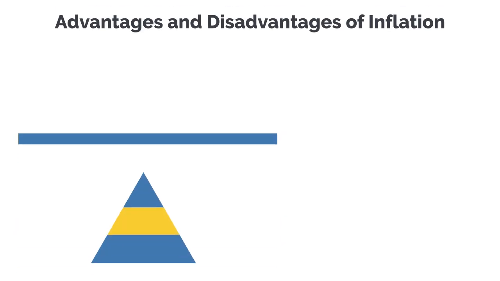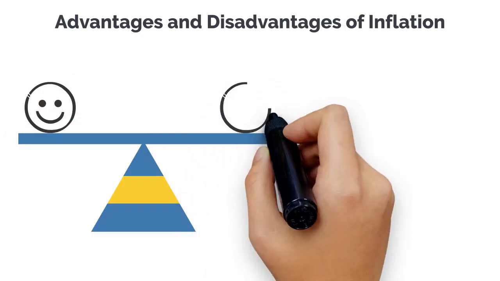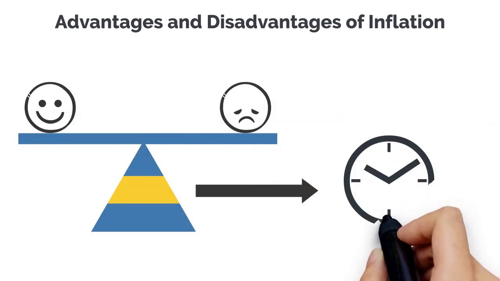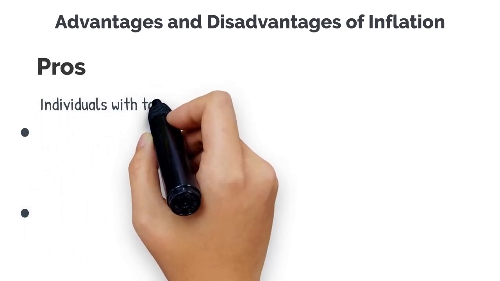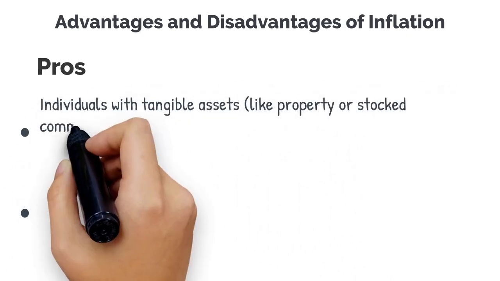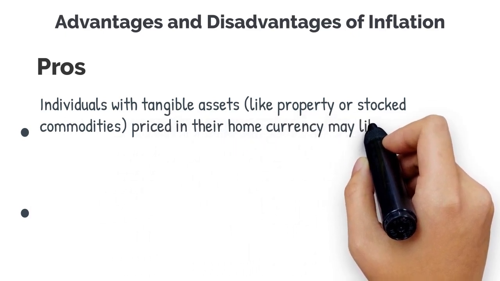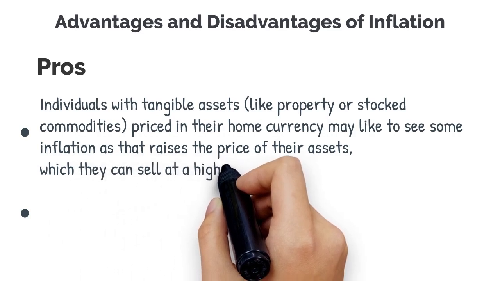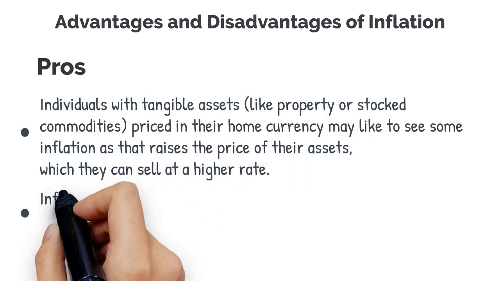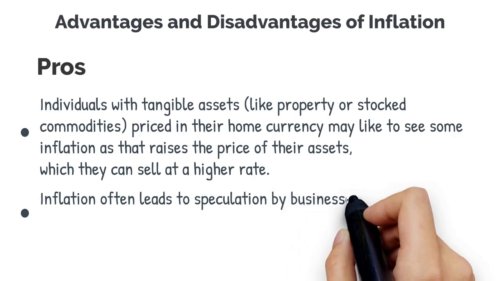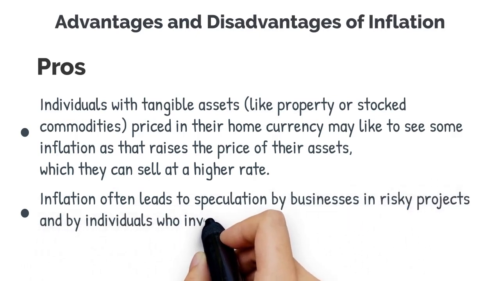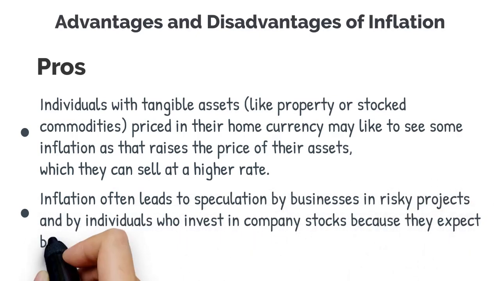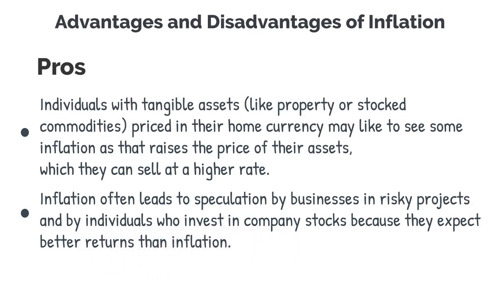Advantages and disadvantages of inflation. Inflation can be construed as either a good or bad thing depending on which side one takes and how rapidly the change occurs. Pros. Individuals with tangible assets, like property or stocked commodities, priced in their home currency may like to see some inflation that raises the price of their assets, which they can sell at a higher rate. Inflation often leads to speculation by businesses in risky projects and by individuals who invest in company stocks because they expect better returns than inflation.